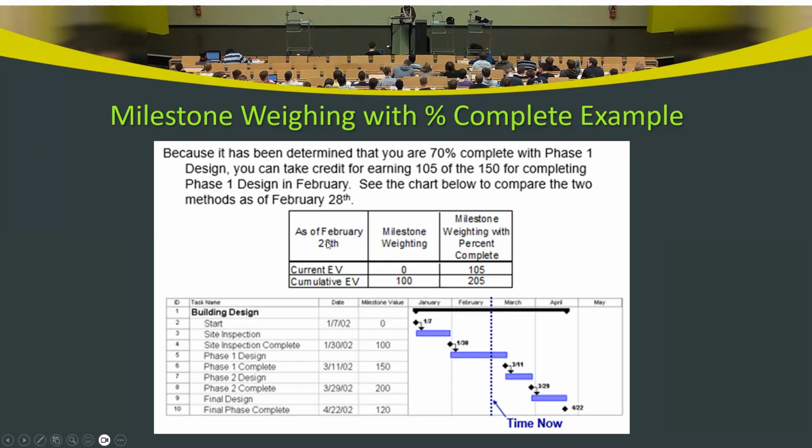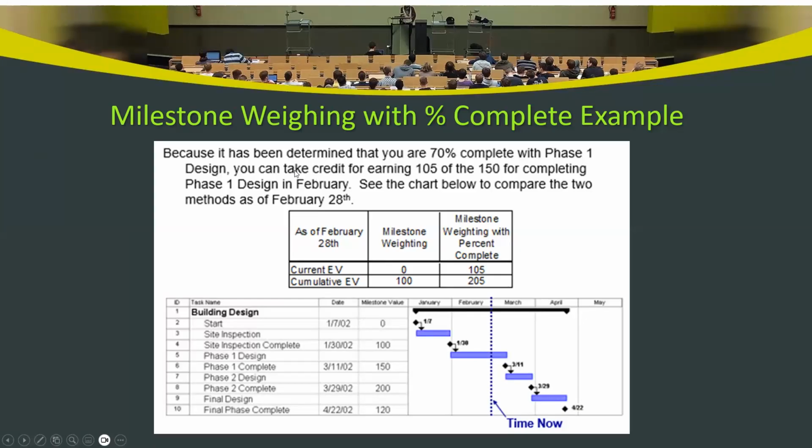So now look at February 28th. As of February 28th, this is the date of observation here, right? What happened so far? The current EV is 0 because if you see, there's no milestone in February in the schedule. It's January, March, and April. There's nothing in February. So current earned value for February is 0.